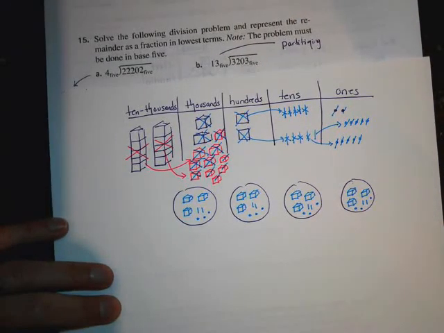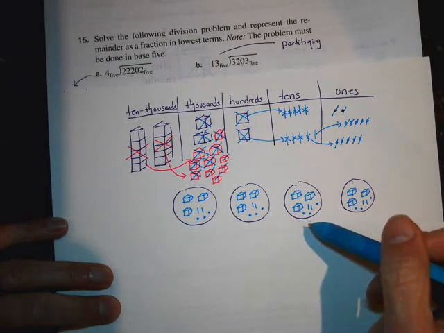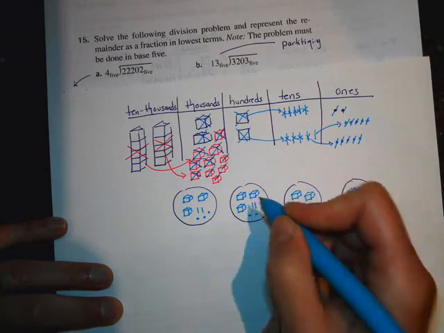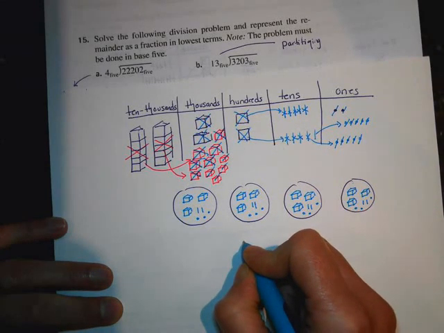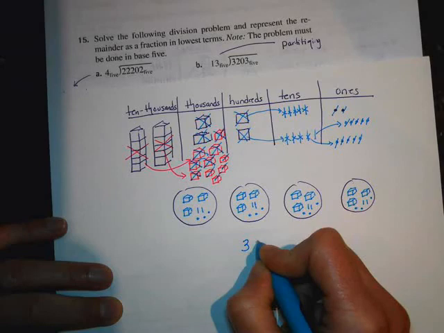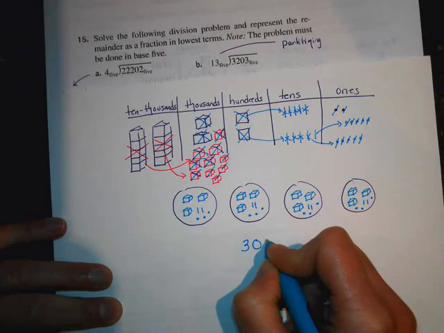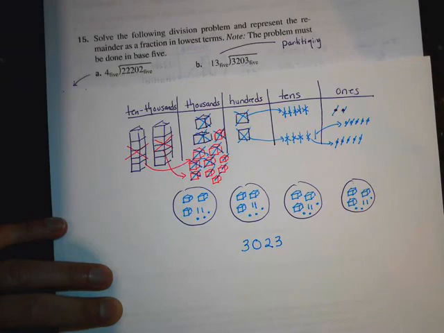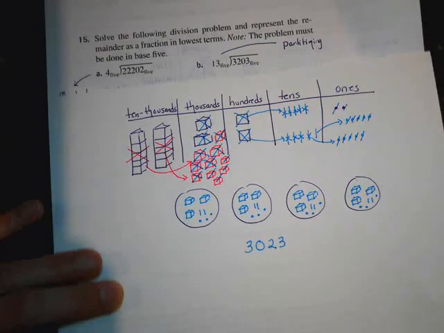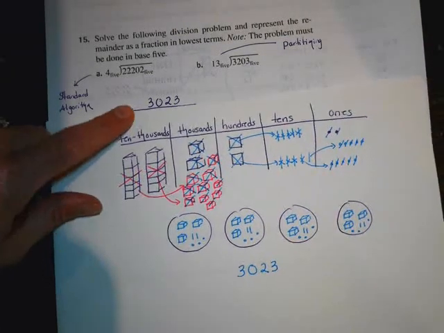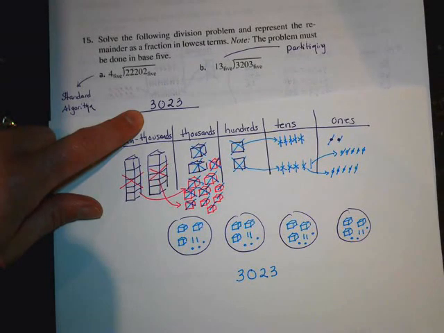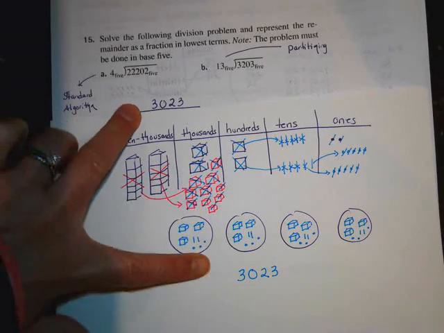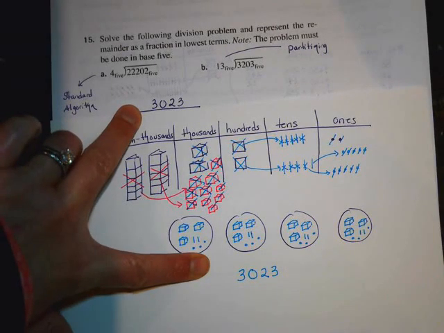And so then we look inside the partitions to get the solution. So we have 3 cubes, no flats, 2 longs, and 3 singles. So there's my quotient. Is that what we got before? Yep. 3,023 in base 5. So that's not so bad. I mean, it takes a little bit of time, but it's not terrible.